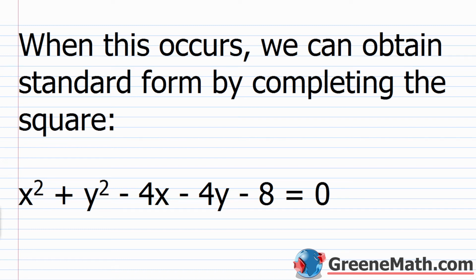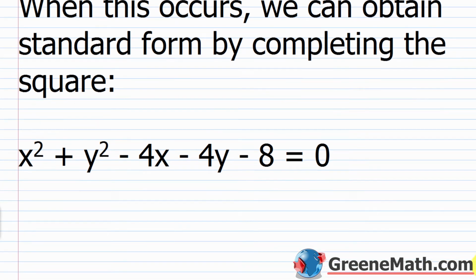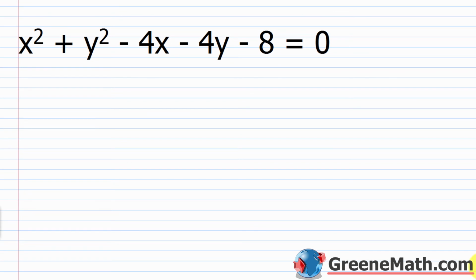So essentially, if I look at this first equation, we have x squared plus y squared minus 4x minus 4y minus 8 equals 0. The first thing I would do is group my x terms together and my y terms together, and take the constant and send it to the other side. So in other words, this is x squared minus 4x, group those two together, and then plus y squared minus 4y, group those two together. And then I would add 8 to both sides of the equation. So this equals 8.